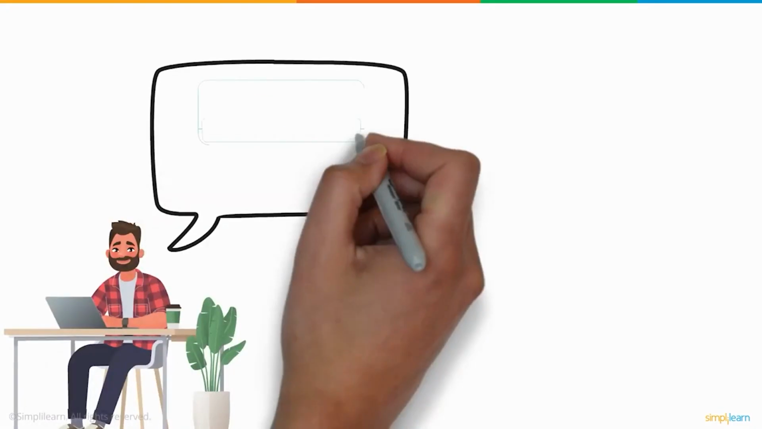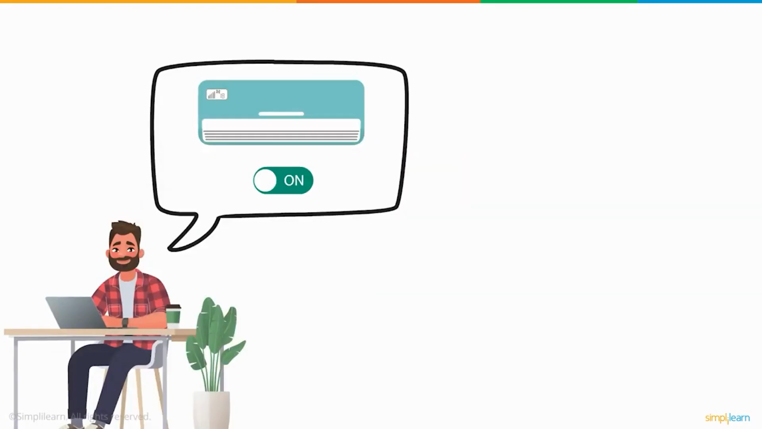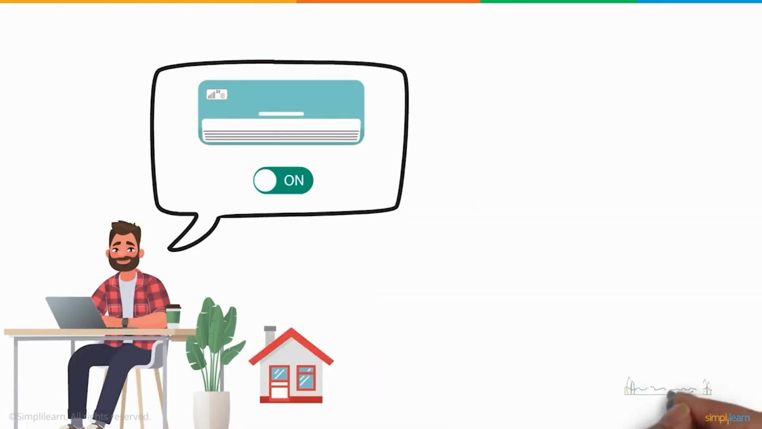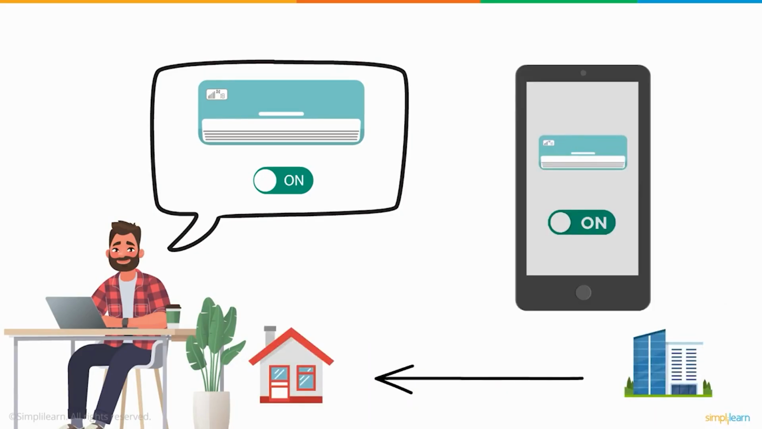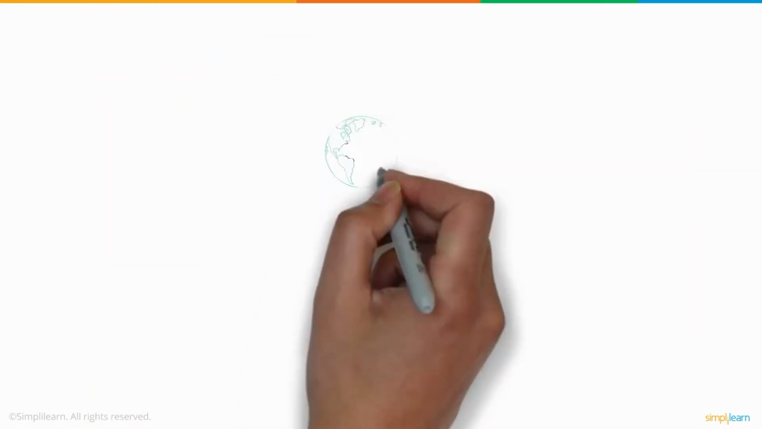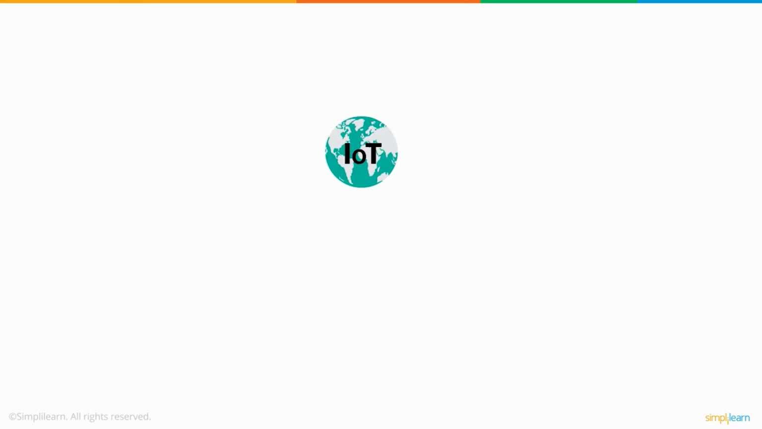Imagine you're at work and realize that you might not have turned off the air conditioner while leaving your house. Instead of traveling all the way back home, what if you could use your smartphone to know the status of your AC and perhaps even turn it off? Wouldn't that be amazing? Well, yes. And this can be achieved with the help of the Internet of Things.